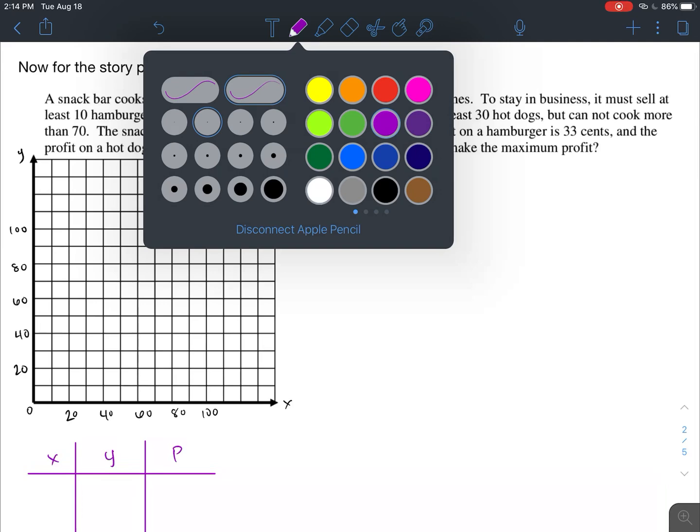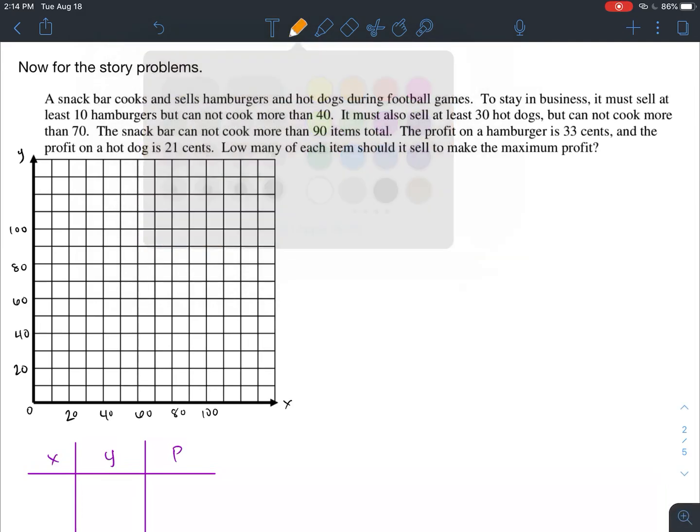Now, what I like to do in my story problems is read the problem, go back through, and highlight the important things that we need. So what we're looking for, again, is 3 different variables, because we need an objective equation that has 3 variables. So let's read the story problem.